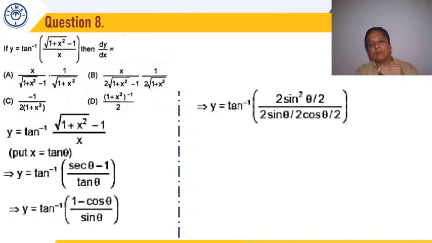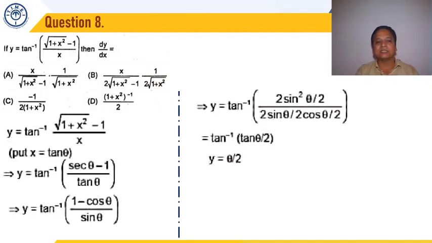Sin theta by 2 upon cos theta by 2 becomes tan theta by 2 inside the bracket. So y comes out to be tan inverse tan theta by 2. Now tan inverse of tan theta by 2 gives us only theta by 2. That is, y is equal to theta by 2.